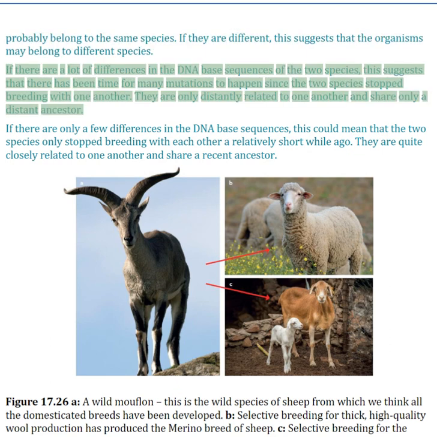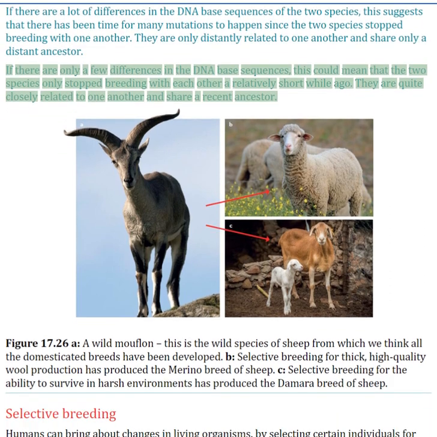If there are a lot of differences in the DNA base sequences of the two species, this suggests that there has been time for many mutations to happen since the two species stopped breeding with one another. They are only distantly related to one another and share only a distant ancestor. If there are only a few differences in the DNA base sequences, this could mean that the two species only stopped breeding with each other a relatively short while ago. They are quite closely related to one another and share a recent ancestor.